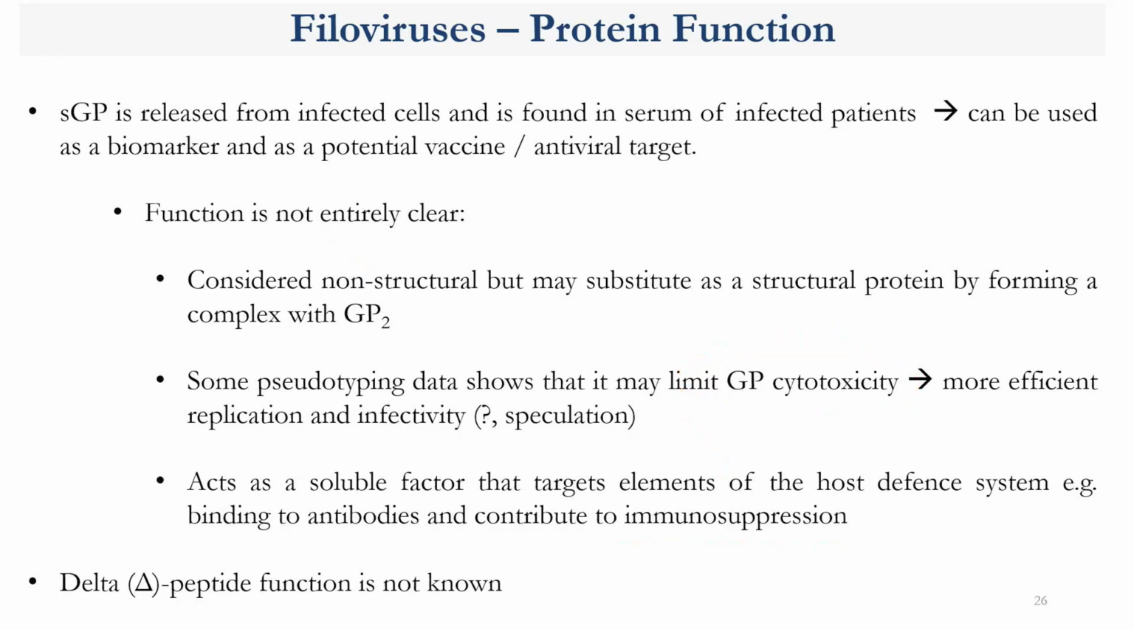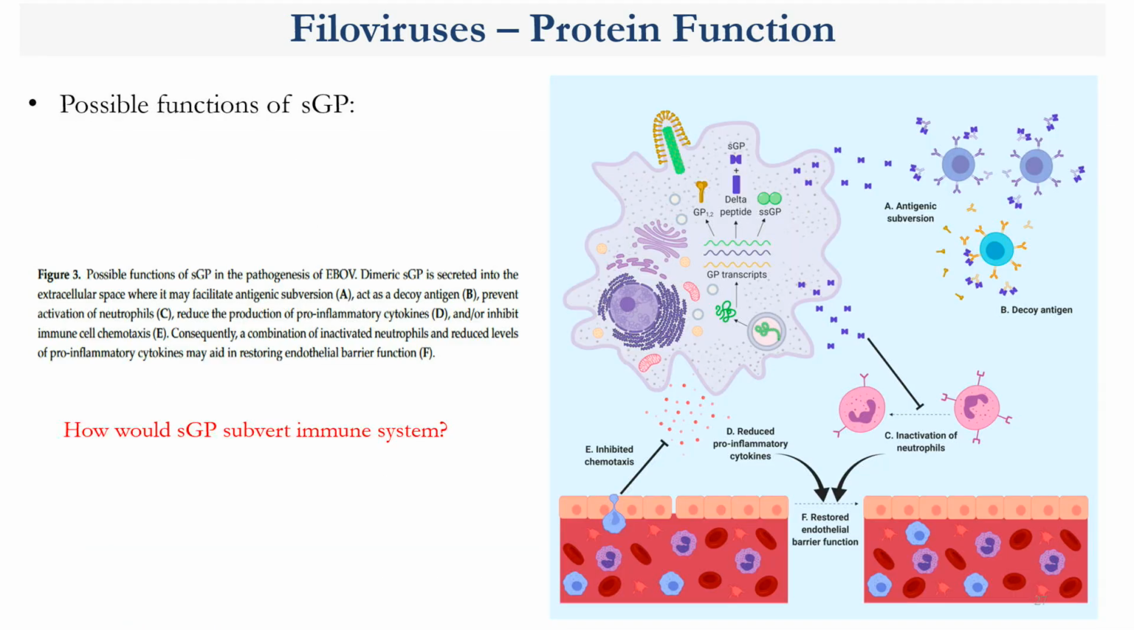And also, remember, we are also producing this small 5 kilodalton delta peptide. The function of that is not really known, okay? So what are the possible functions of SGP? You guys can read through the legend, but for example, it can have antigenic subversion. It can act as a decoy antigen, because what it will do is it will start binding to the antibodies because it's secreted outside the cell. It can also lead to inactivation of neutrophils. It can reduce pro-inflammatory cytokines.